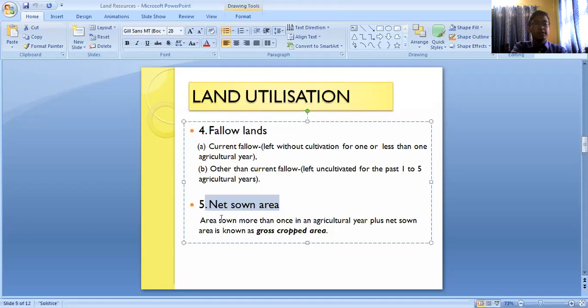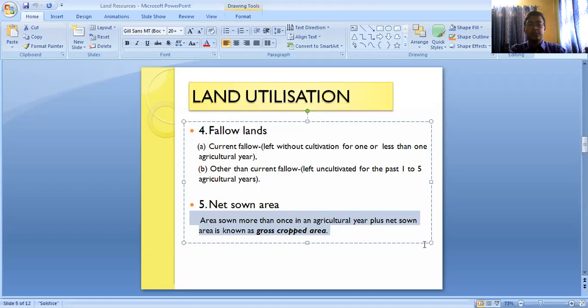One more type of land is here, that is the gross cropped area. Gross cropped area and net sown area are quite different. Just remember one thing, that net sown area basically includes all those agricultural lands where agriculture is mainly done. What is gross cropped area? Area sown more than once in an agricultural year plus the net sown area is known as the gross cropped area.